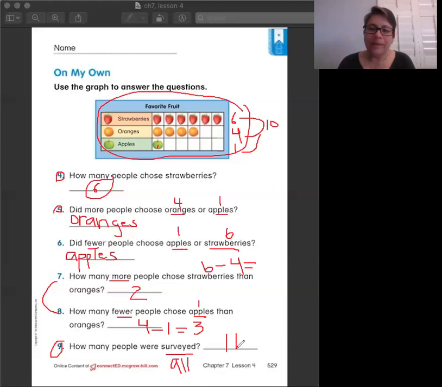All right, that's how you answer questions about these pictographs.